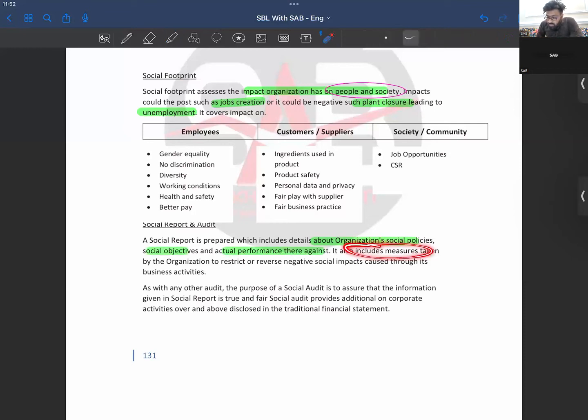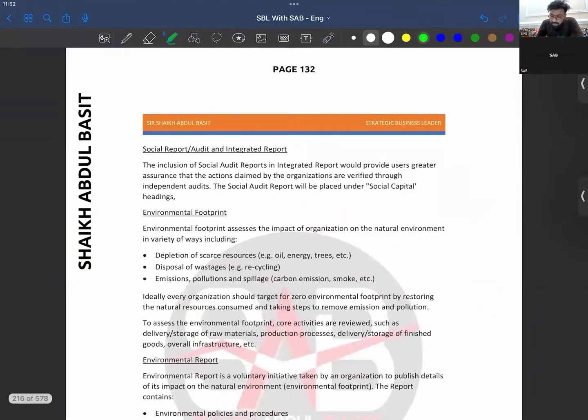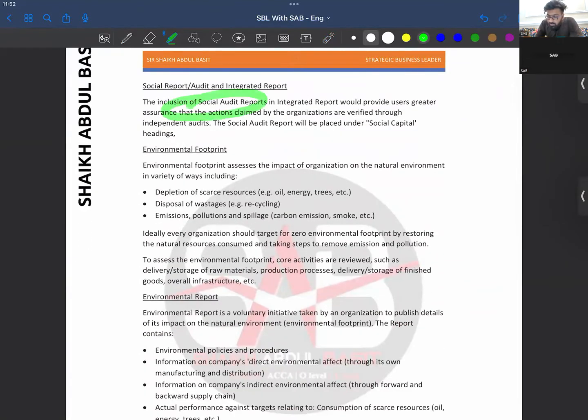It also includes measures taken by the organization to stop or reverse negative social impacts, right? As with other audits, a social audit is done to assure that the information in the social report is true and fair, right? Additional corporate activities over and above those discussed in traditional financial statements, right? The inclusion of a social report in an integrated report would provide users greater assurance that actions claimed by the organization are audited.